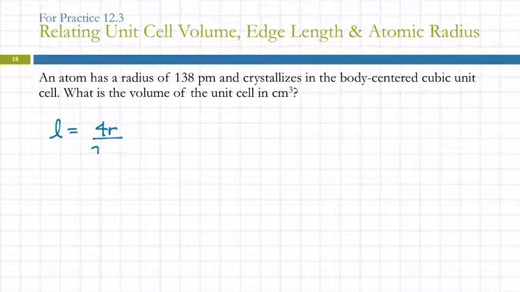R over the square root of 3. That's the length of a side of this unit cell. The atoms in this cell have radii of 138 picometers. And so they're asking us what's the volume of the cell.